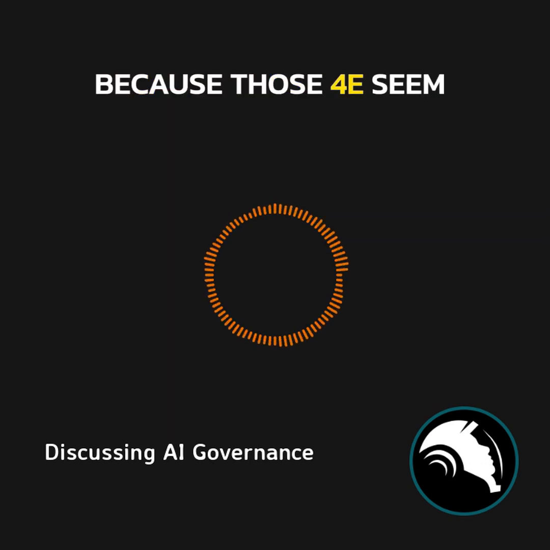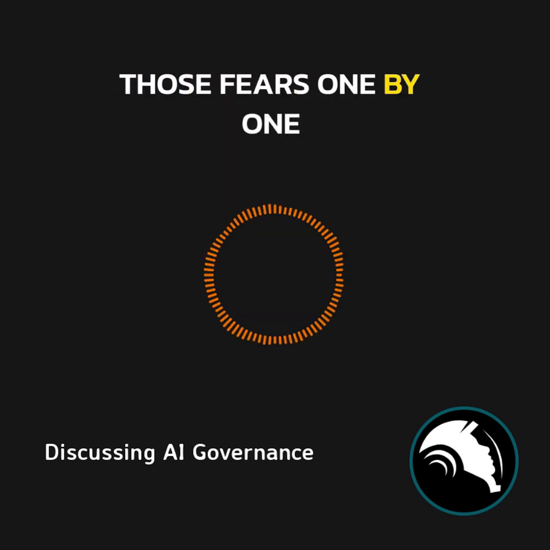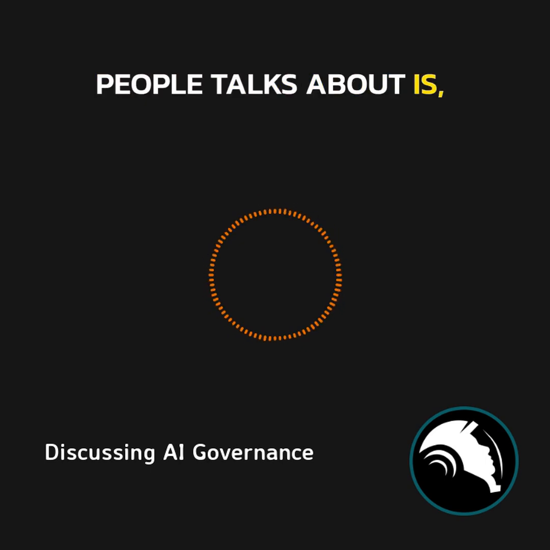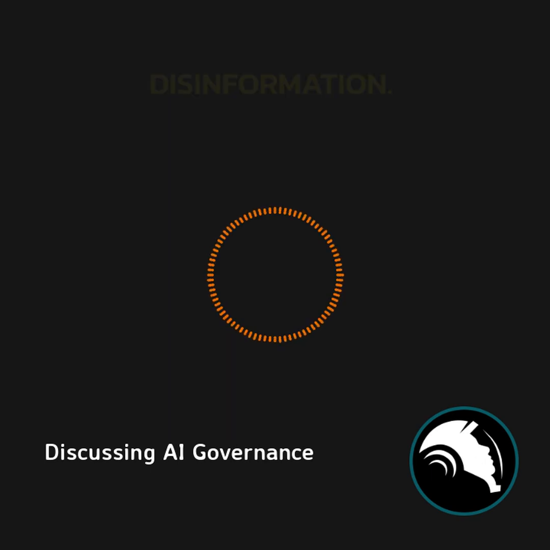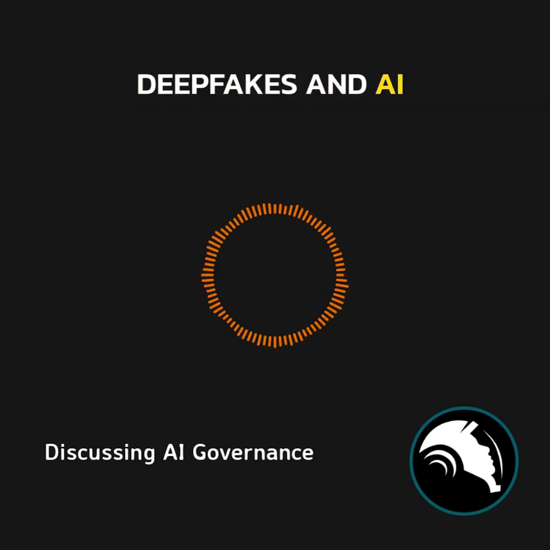Okay, good, because those 4Es seem like a pretty solid approach. Exactly. It gives us a way to actually address these challenges. So let's go through those fears one by one and see how those 4Es might come into play. What's the first one on the list? The first fear the paper talks about is the potential for misinformation and disinformation. Oh, right. Like, we're already seeing that with deepfakes and AI-generated fake news.